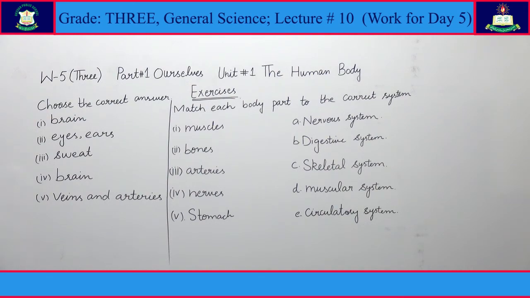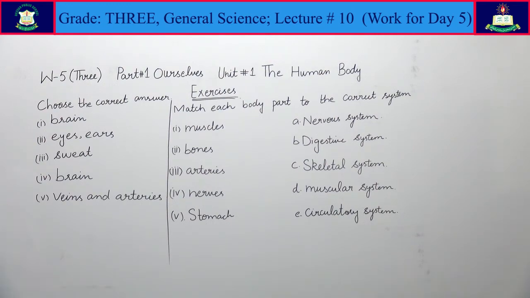Second MCQ is, which two sense organs do we use when we cross a road? Option A is eyes, option B tongue, option C ears, and option D nose. So which is the correct option? The correct option is A and C. Option A includes eyes and option C is ears. So students, when we cross a road, eyes and ears, these two sense organs are active. Eyes and ears.